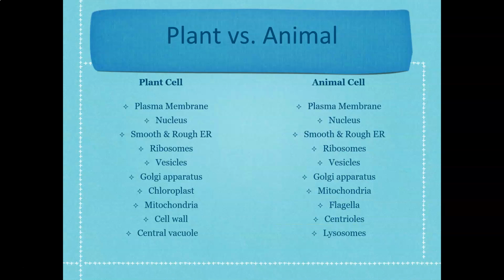Okay, so if we look down a rundown list of things that exist, plant versus animal, you'll see a lot of overlap. Most of the structures are capable of existing in both a plant and an animal cell. Plasma membrane, nucleus, both types of endoplasmic reticulum, your ribosomes, vesicles, your Golgi apparatus, mitochondria, right? Those are all things that are going to be in both. If I run down the plant list and highlight a couple things that are unique to them: chloroplasts are plant only, cell wall is plant only, and that large central vacuole is plant only.